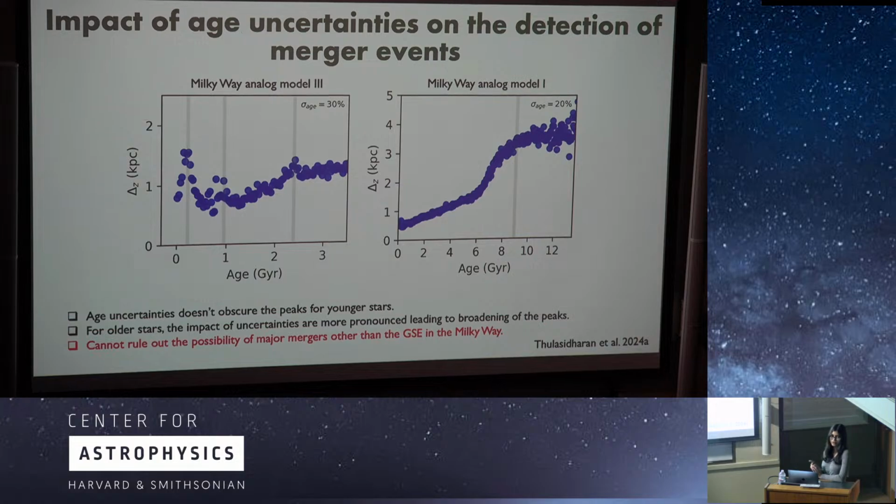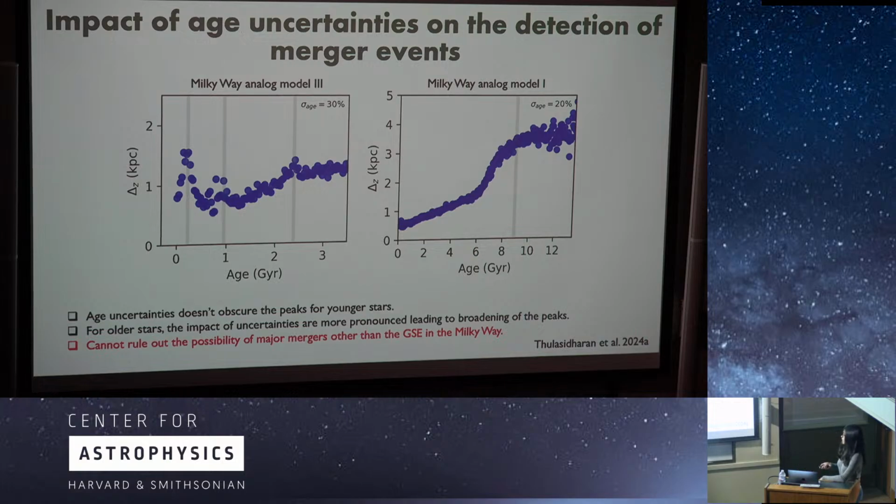Because we will not be able to distinguish between two major mergers anymore, because age uncertainties could obscure the signatures of both of them. So that could possibly lead to us identifying a single merger. We could be misinterpreting multiple major merger signatures as a single merger signature.